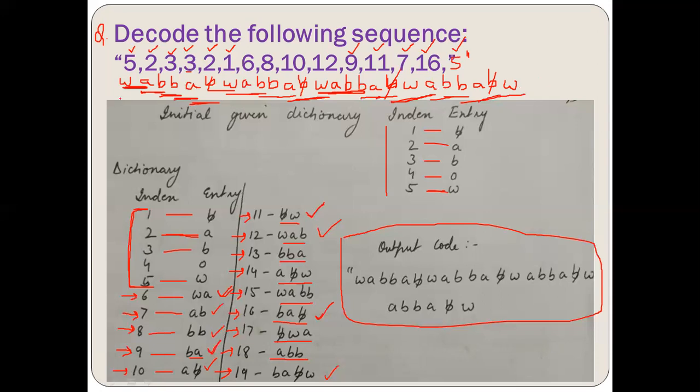So the complete sequence of alphabets or the string I get is WAB, BA, B bar W, A, B, BA, B bar, WAB, BA, B bar W, AB, BA, B bar W. So just remember two things, that we have to do 2 steps parallelly. One is to update the dictionary, and second thing to decode the sequence which is already given.